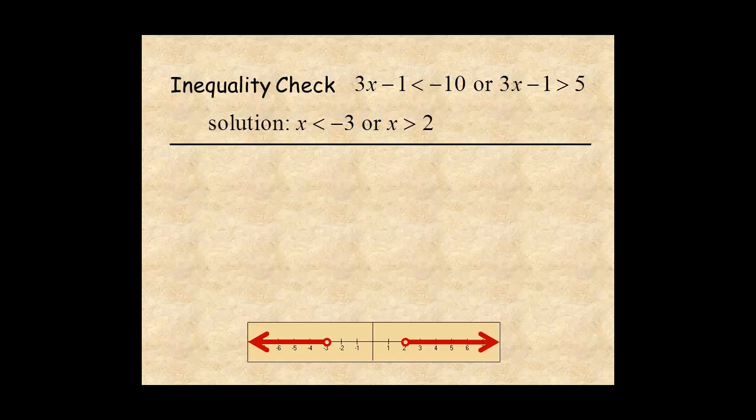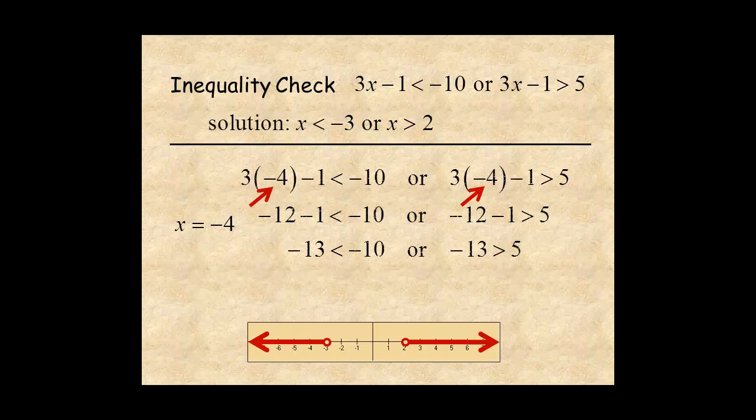There is also an inequality check. Since any value less than negative 3 is a solution, use a value like x equal negative 4. Substitute into the inequality for 3 times negative 4, negative 1, which is negative 12, negative 1, which is negative 13.